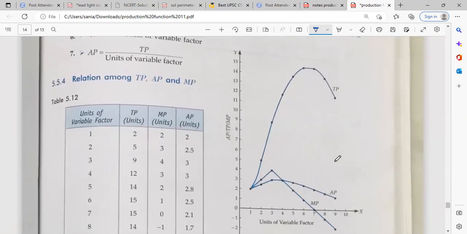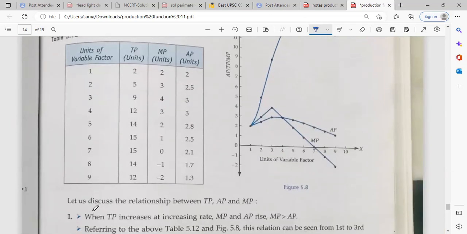Yes, ma'am. Okay. Now, of course, learning the relationship is very important. But first you will draw it, and when you are writing it, just check it. See, first is when TP increases at increasing rate, MP and AP rise. So you can see TP is increasing at increasing rate. At that time, AP is also increasing and MP is also increasing, right? And over here you can see MP is greater, because MP is above AP.